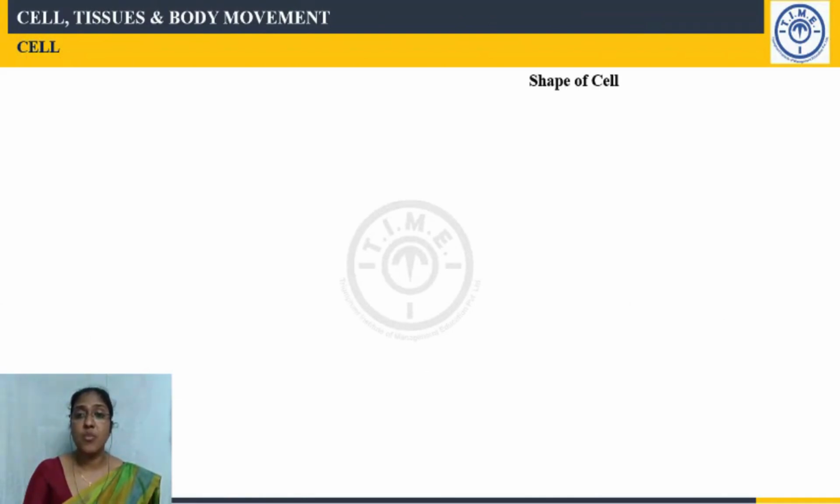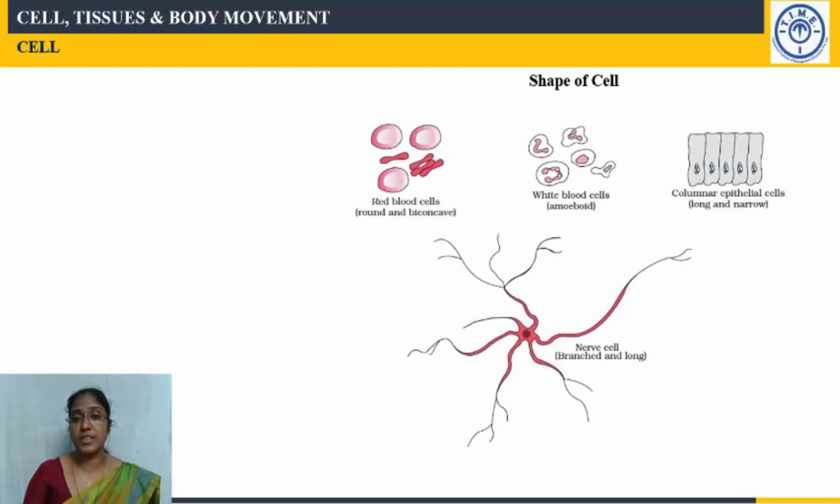Then what is the shape of a cell? So what is the shape of a cell? The shape of a cell may vary. You can see that in the case of red blood cell, it is round and it is biconcave in shape. That is round in size. What is biconcave in shape? What is the shape of a concave?